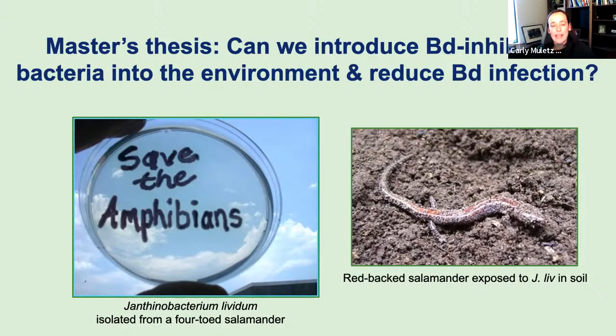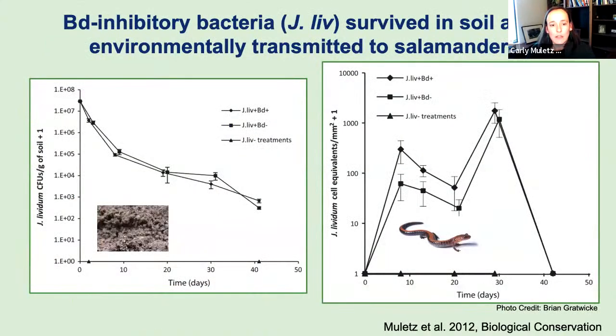And I wanted to ask, can we take this bacteria isolated from four-toed salamanders, put it into the environment, and have it transmit to the skin of a salamander and then protect it from Bd infection? So here's this redback salamander exposed to J-liv, is what I will call it for short, instead of Janthinobacterium lividum. So J-liv for short, the beneficial bacteria. And for my master's thesis, we did in fact show that.